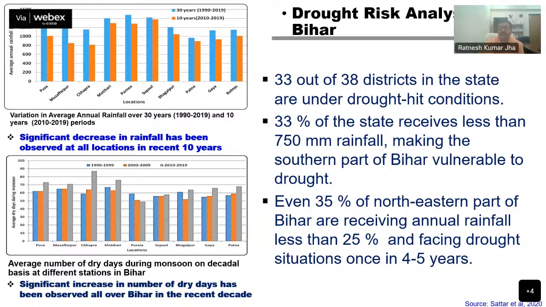So 33% of the state receives less than 750 mm rainfall, making the southern part of Bihar vulnerable to drought. And even 35% of North Bihar districts, the northeastern part of Bihar, are receiving annual rainfall less than normal, and facing drought in every province.